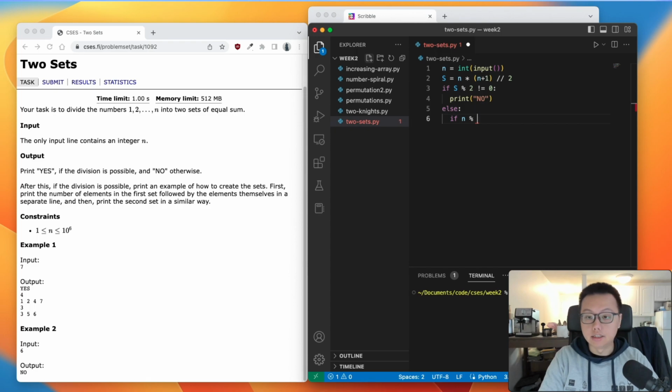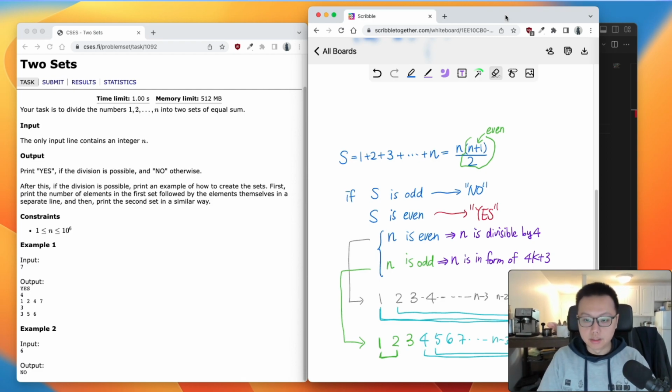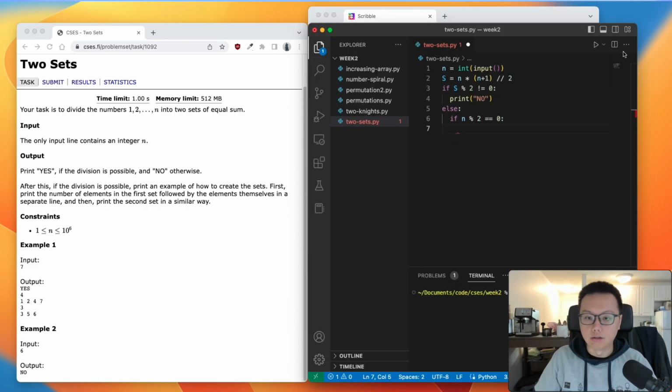So if n is an even number, then we can follow the first case where we group the numbers into groups of 4. So basically what we can see is that we just put the first number into the left-hand side, the second number into the right-hand side, and so on. So it creates 2 sets, the left set and the right set.